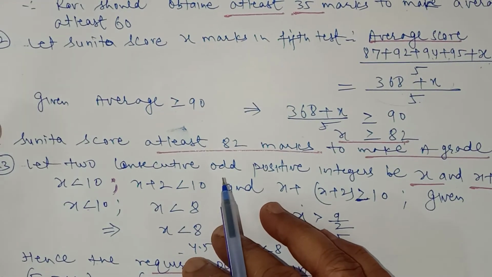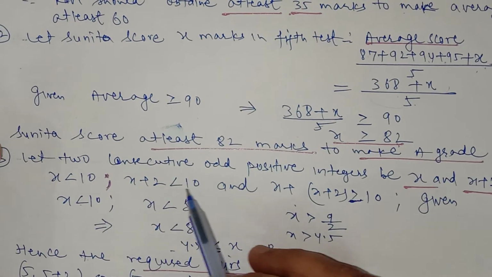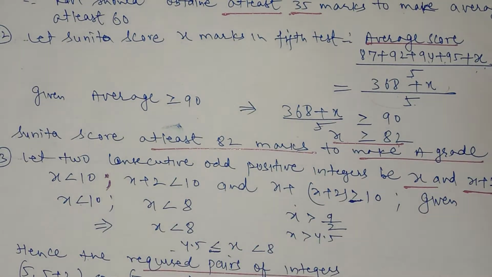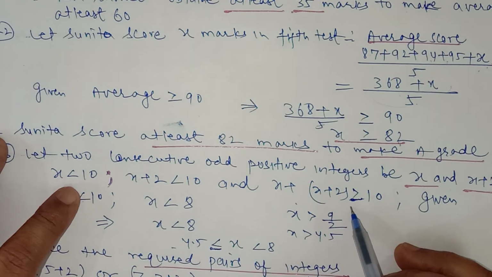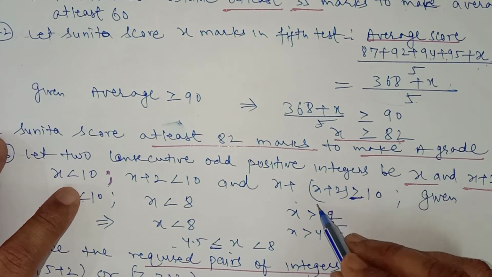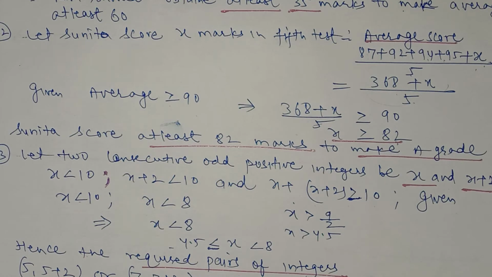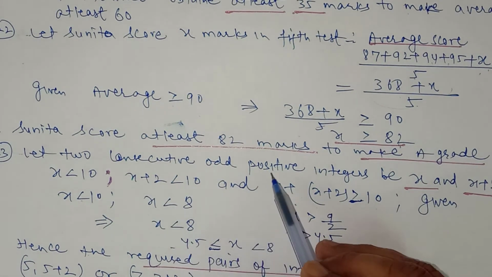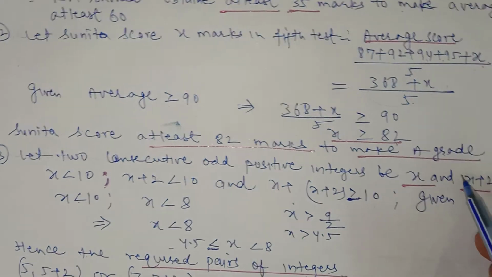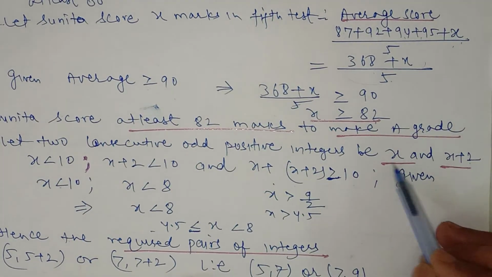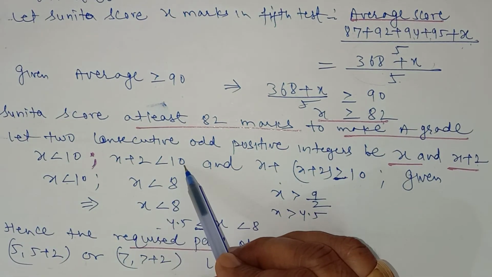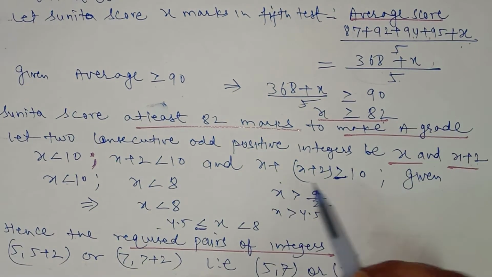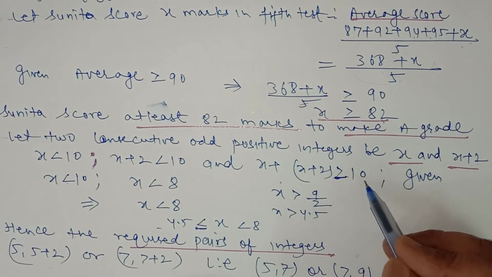Now in question number 23 of this exercise, we have to find 2 consecutive odd integers such that both of them are less than 10, and their sum is more than 10. So I have taken the 2 consecutive positive odd integers x and x plus 2. Both of them should be less than 10. x should be less than 10, and x plus 2 should be less than 10, and their sum should be greater than 10.